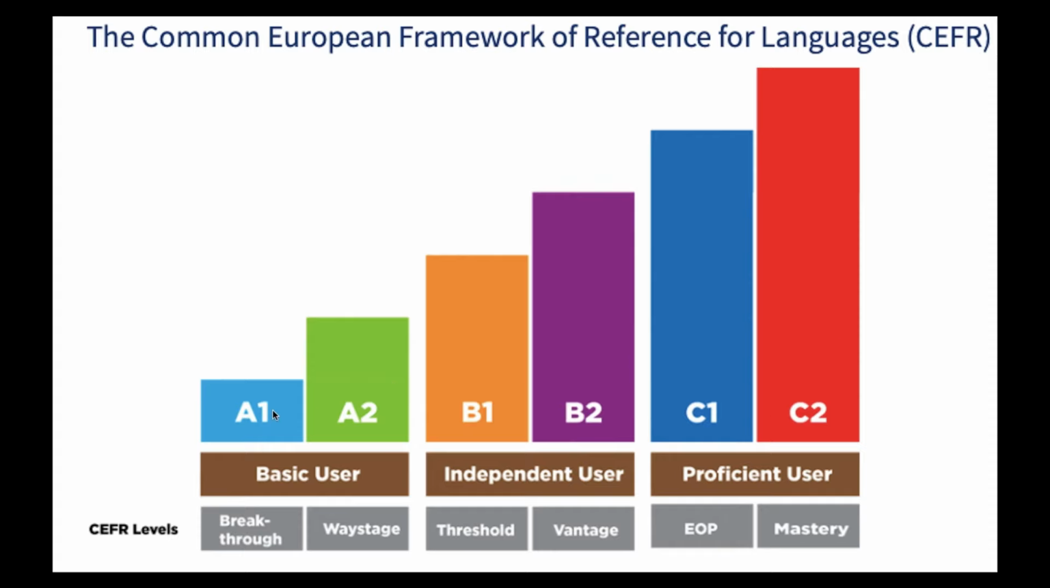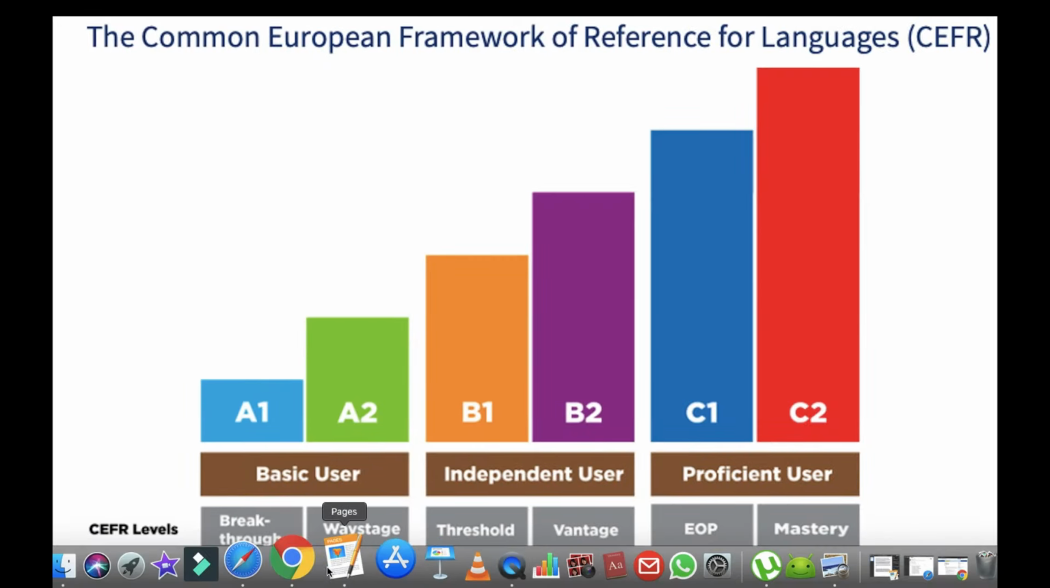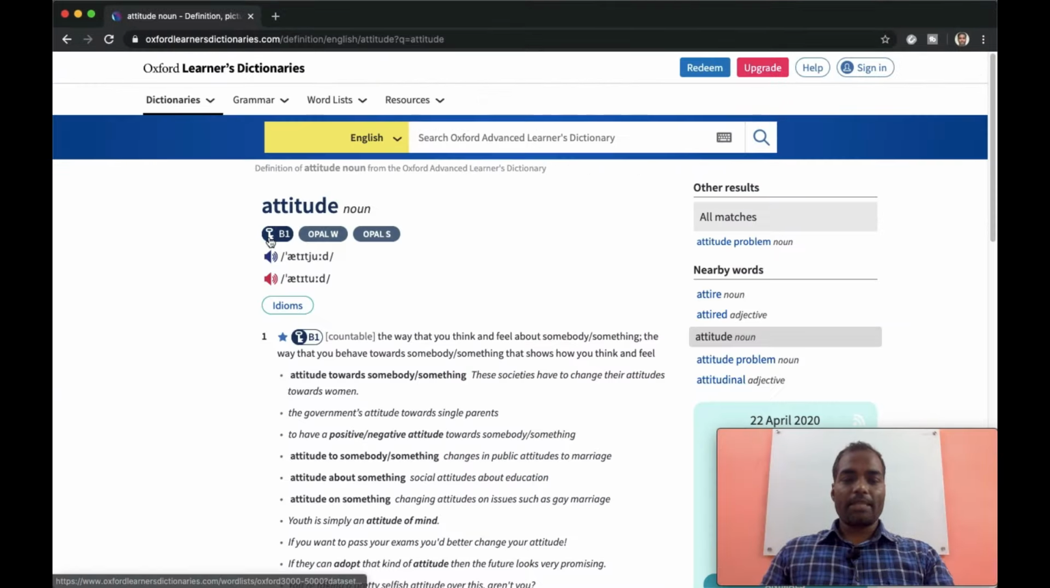A1 is the beginner's level, and C2 is the highest level. So this is the vocabulary difficulty level. These are the very basic words, then a little higher level, higher level, higher level. This is a little more higher level. This is the advanced level. This is the extreme level of proficiency. That's the mastery level. And that's what this B2 means.